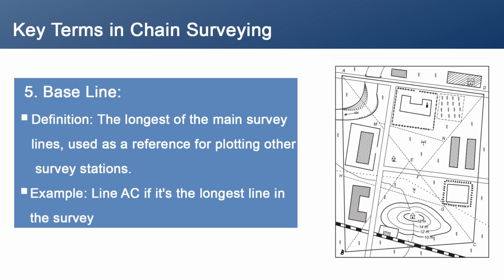Next, we have baseline. This is the longest line of your main survey lines, like the longest wall in a room. It is essential because all other survey stations are plotted based on this line. For example, if AC is the longest line in your survey, it is called the baseline. Everything else in your survey is referred from this line.